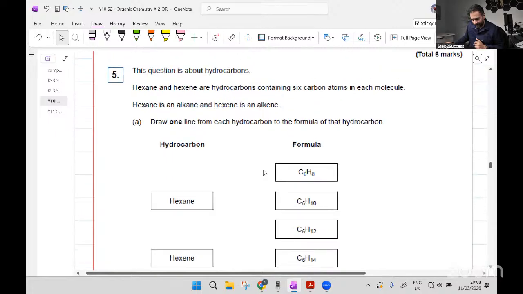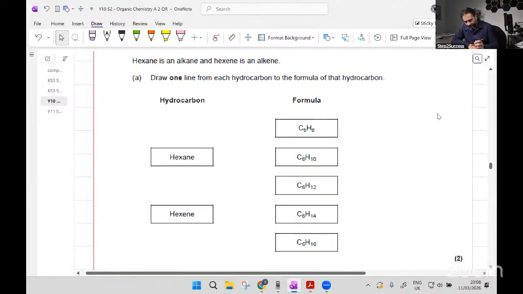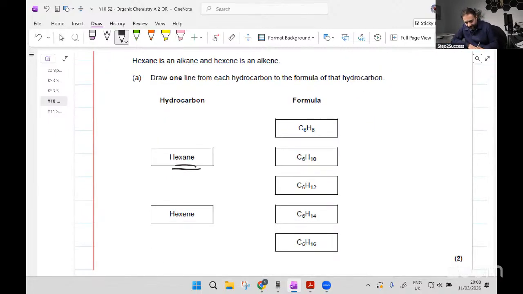Right, first of all, this one, draw lines from these. I'll just do this in order. Hexane is an alkane with 6 carbons. If it's an alkane with 6 carbons, the general formula tells me to double the number of carbons and add 2. So it has to be C6H14, which is there. If it's an alkene with 6, the formula for alkenes just tells you to double the number of carbons to get to the number of hydrogens. So it's that one.